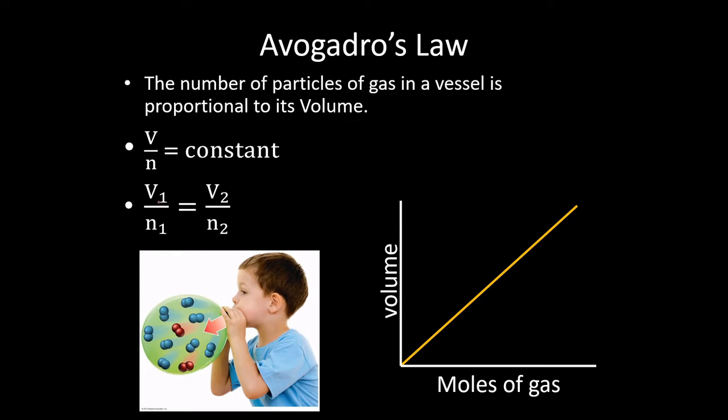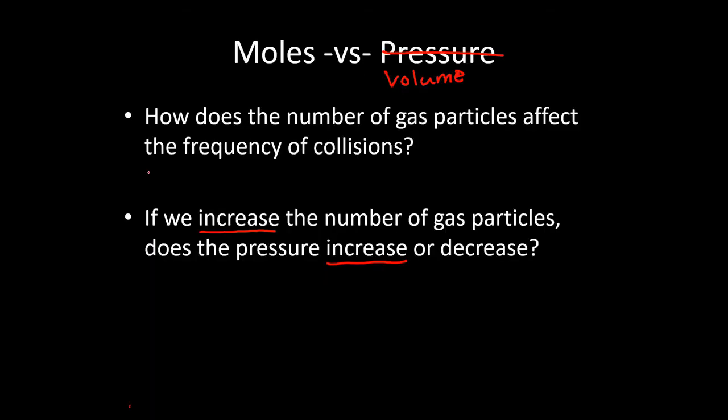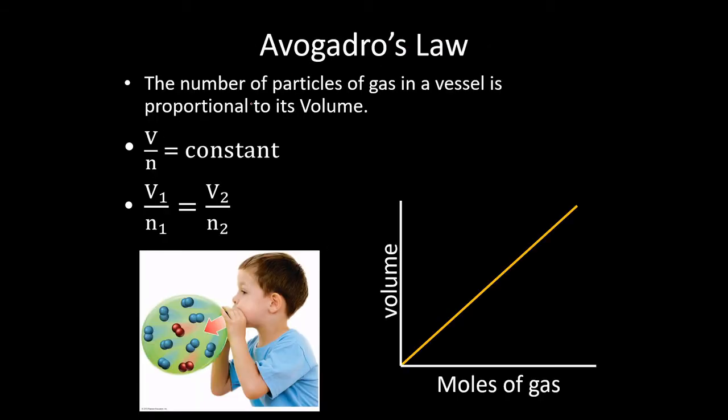So the relationship between volume and moles is what we call Avogadro's law. The relationship between moles and pressure, by the way, I believe is called Gay-Lussac's law. I forget the guy's name, but that has its own law as well. But we're going to focus on volume and number of moles here.